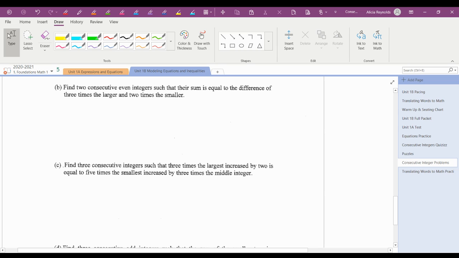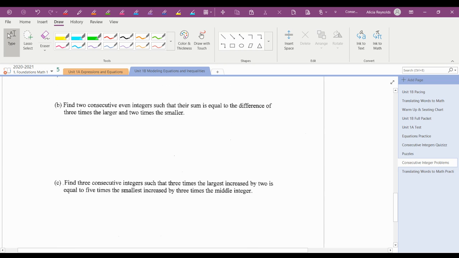Letter B, find two consecutive even integers such that their sum is equal to the difference of 3 times the larger and 2 times the smaller. So we have a lot of information here to work with. The first thing we need to realize is we're working with even integers. So I'm going to have n and n plus 2 because there's 2 of them, such that their sum, so I'm adding, is equal to, so that's the equal sign, the difference of.